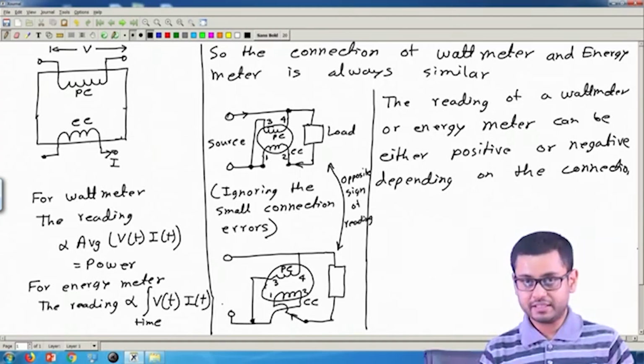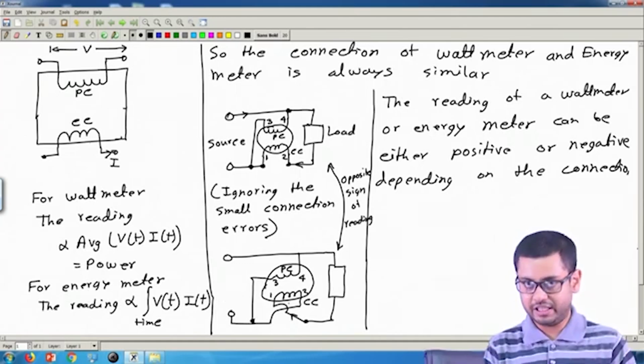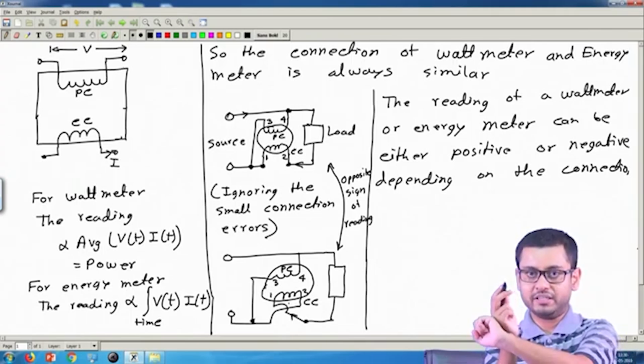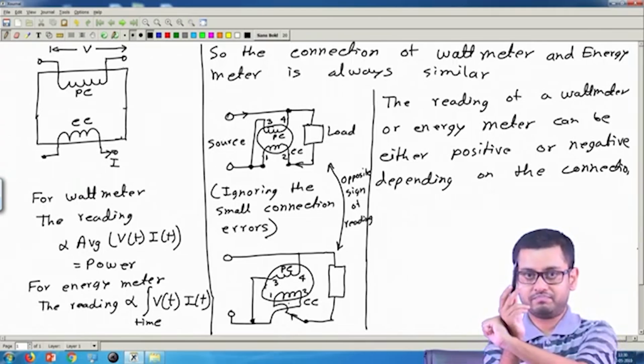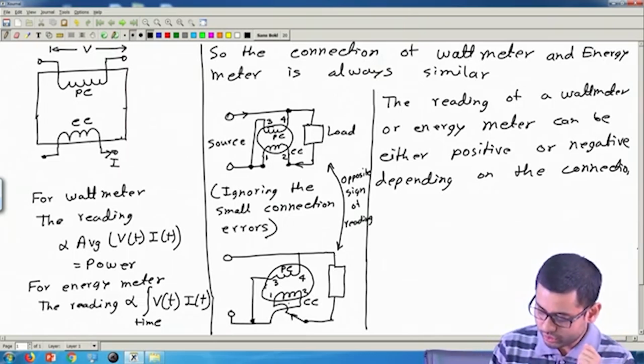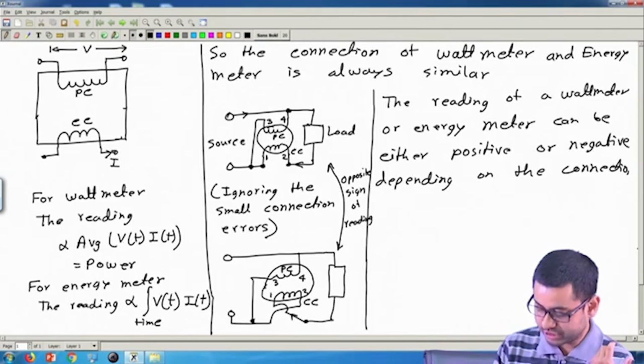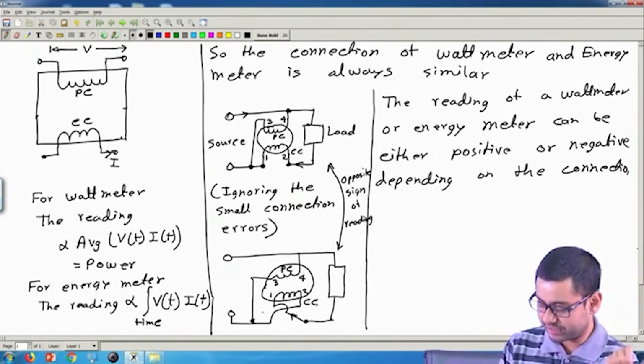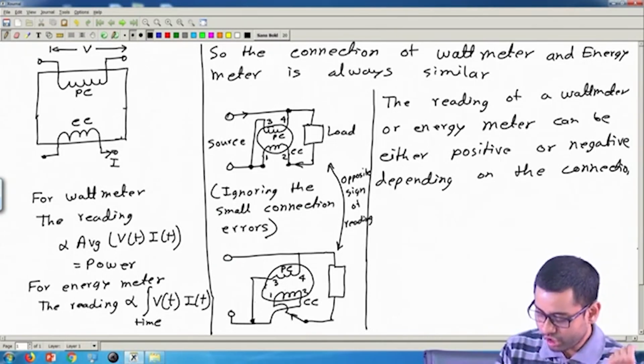Okay? And in that case we have to reverse the connection so that the pointer now indicates positive reading only. Okay? So that is important. Sometimes the pointer cannot go to the negative side, there is no place to go, and then the pointer gives only 0, and therefore you have to reverse the connection of either the current coil or the pressure coil.